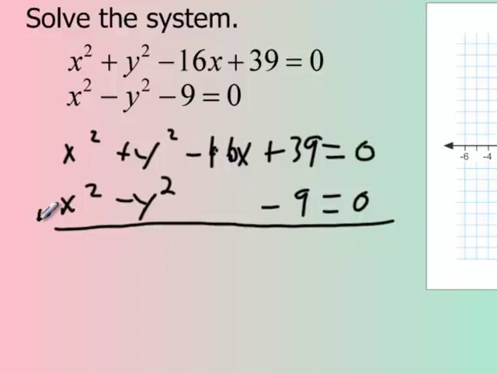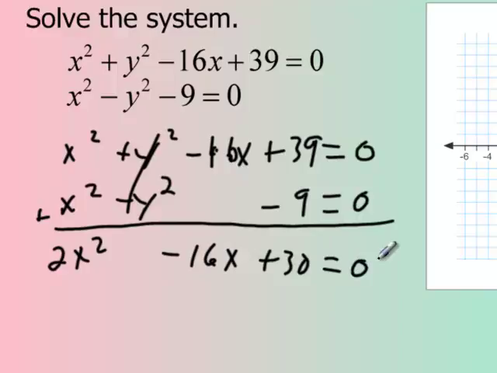together, I'll be left with 2x squared minus 16. Well, actually the y's cancel out, so let me line this up a little bit better. The y's end up canceling just like we wanted, leaving me with minus 16x plus 30 equals 0. Now we just have to solve this quadratic.